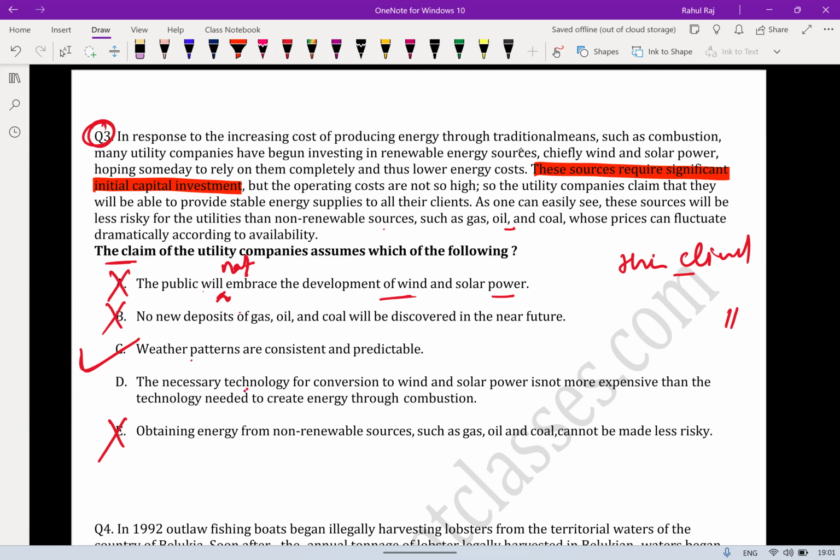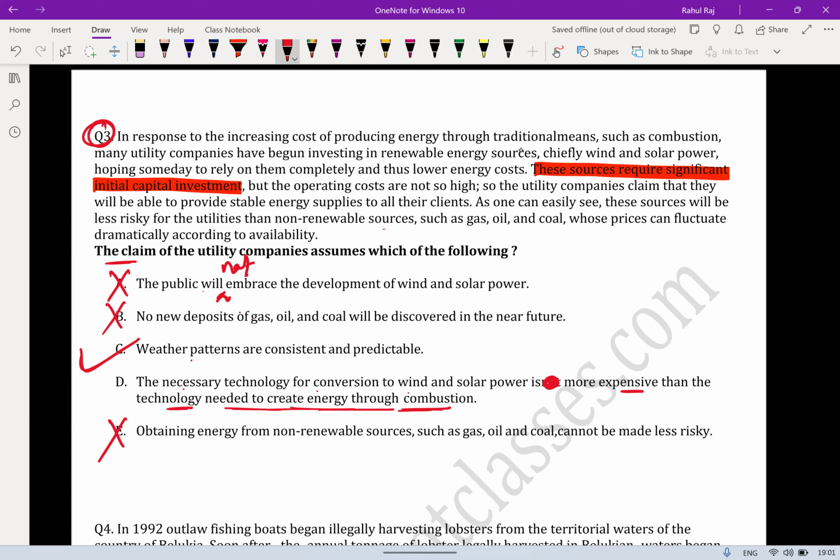Sometimes it might happen. If you do not practice right now, slowly for the next 50 CR passages for assumptions, these are the things that will happen in the future for sure. But imagine this is a place where you don't realize that it is trying to challenge the fact. Now let's negate and see what could be a way to eliminate this. It says the necessary technology for conversion to wind and solar power is more expensive than the technology needed to create energy through combustion. Now let it be more.